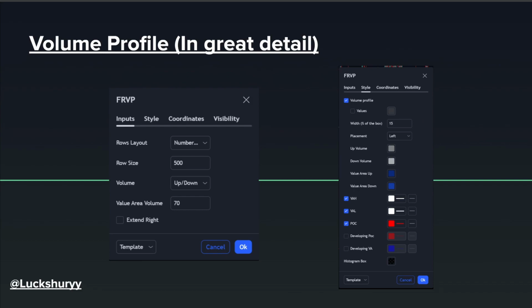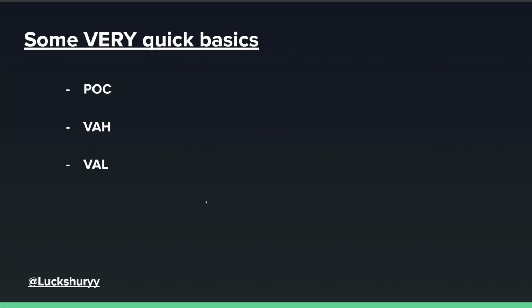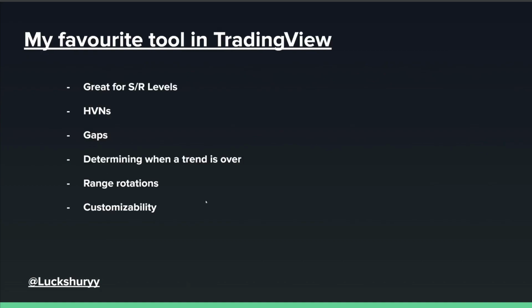I'll be going over advanced details that I've been using, tips and tricks in that regard, how to identify a range, and all this other stuff. If we move on to the next slide, you can see it's probably my favorite tool in TradingView. It gives you a ton of different features, such as the great SR levels it can provide, high volume nodes, HVNs, gaps in price action where you can look for further continuation to one side or the other, determining when a trend is over, range rotations, and the customizability of it.